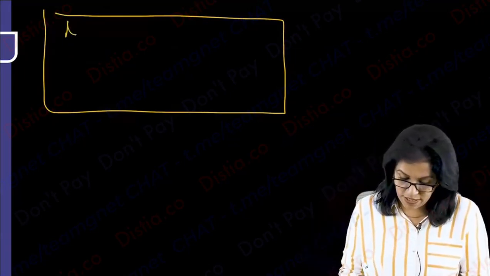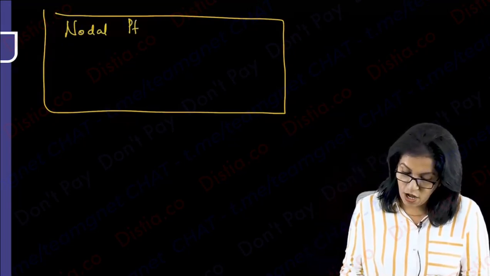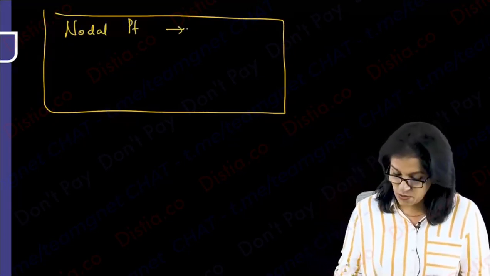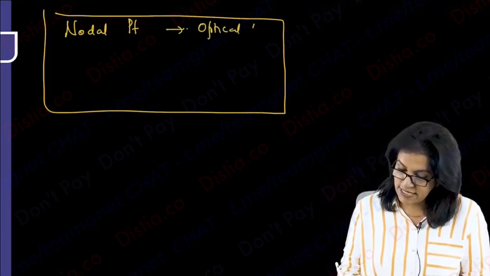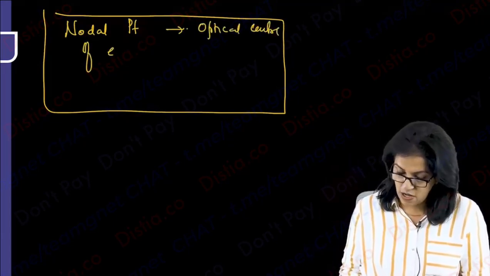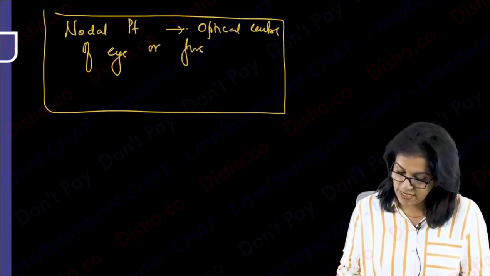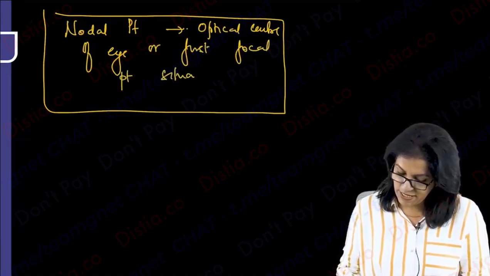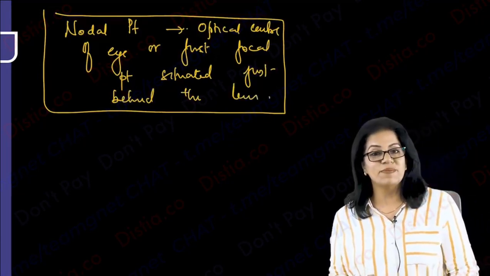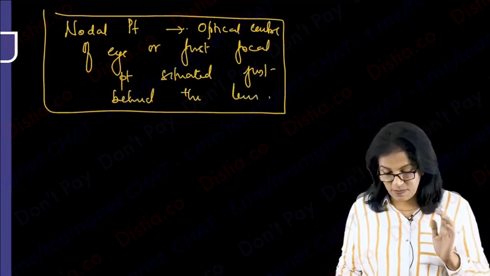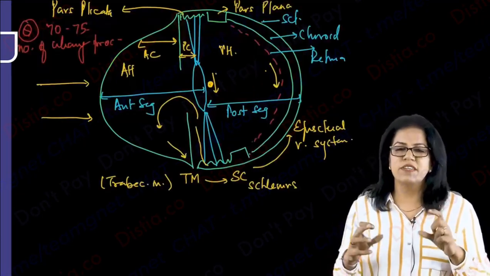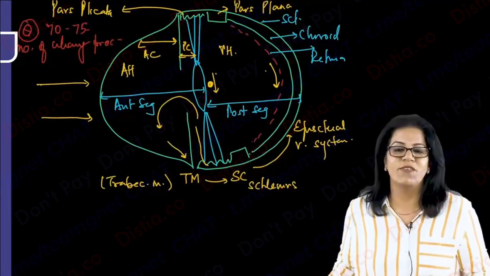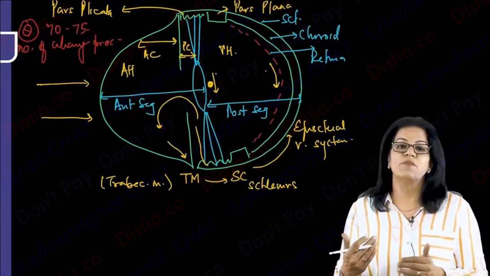So what is a nodal point? Write down. It is the optical center of the eye, or first focal point situated just behind the lens. First focal point situated just behind the lens. Right, all of you? Okay. If we know this much, it's now time to first have a look at a few nice slides of the structure of the eye, and then we will move further.